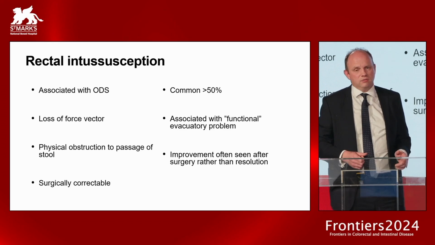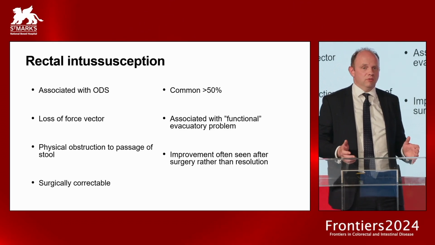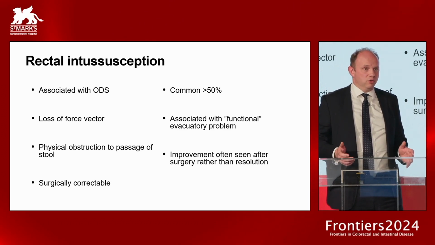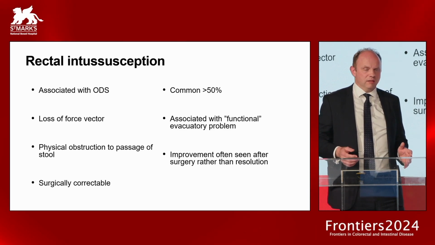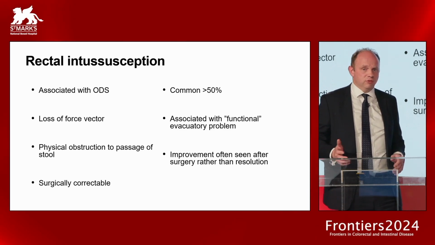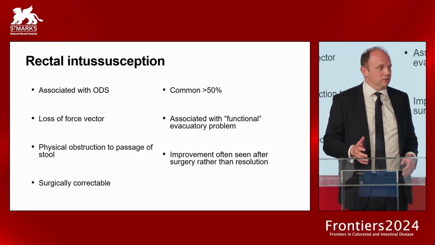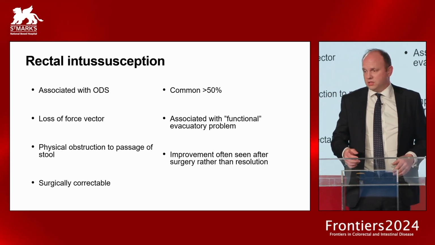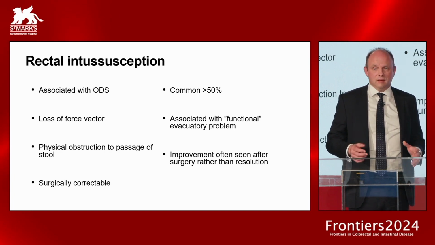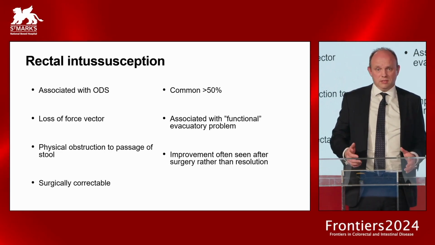Now, the counter-argument to this is that this is actually really common. A very famous paper by Chauvin from the late 80s took, I think, 50 or 60 asymptomatic adults off the street and did proctography on them. Around 50% had a degree of rectal intussusception. So this in itself is a common entity, and I bet if you push really hard, you'll probably be able to generate at least a 1 or 2.